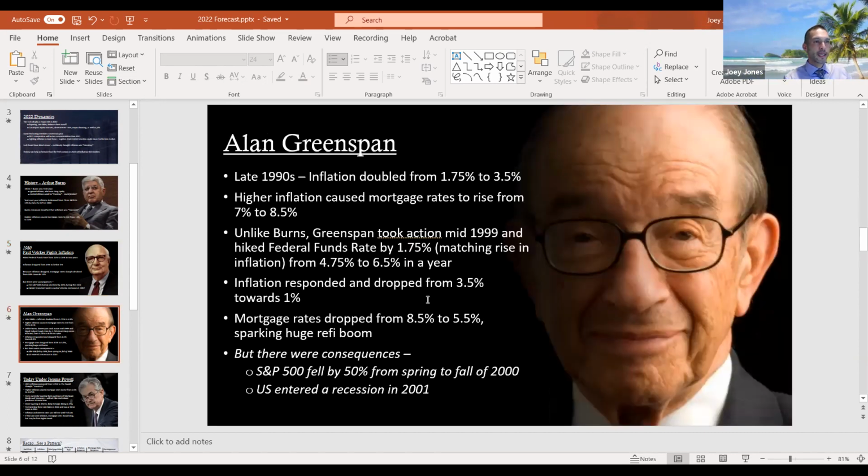And then Alan Greenspan, he was in the late 90s. Inflation doubled from 1.75 to 3.5, caused rates to jump 1.5%. Unlike Burns, Greenspan took action in mid-1999, hiked the Fed funds rate by 1.75, matching the raise in inflation from 4.75 to 6.5. Inflation responded and dropped. It works. We've done it before. We're doing it again. Rates dropped as well. Huge refi boom. That's going to be next year, maybe 2024, but we're thinking next year.